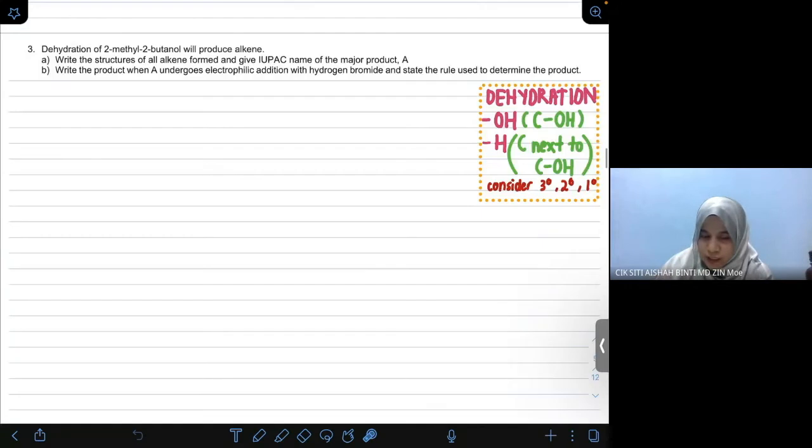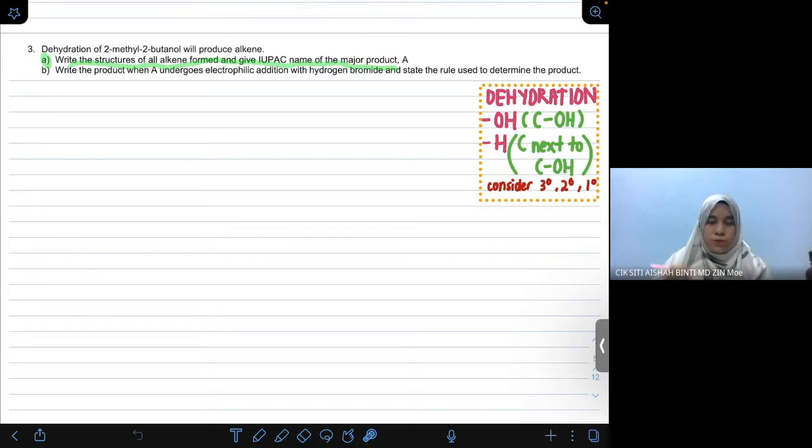It mentioned here that dehydration of 2-methyl-2-butanol will produce alkene. So our alcohol will change to alkene, and because it is dehydration, the D means we remove. Hydration is water, H2O. We remove our water, which will produce alkene. Here it mentioned A: write the structures of all alkene forms and give the IUPAC name of the major product A.